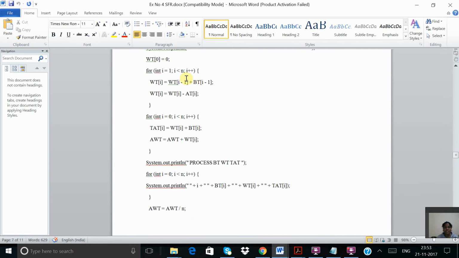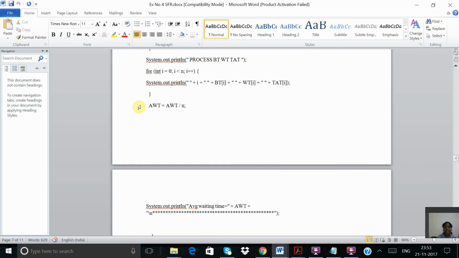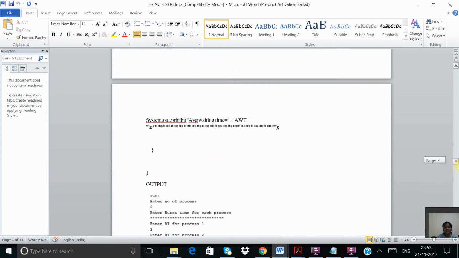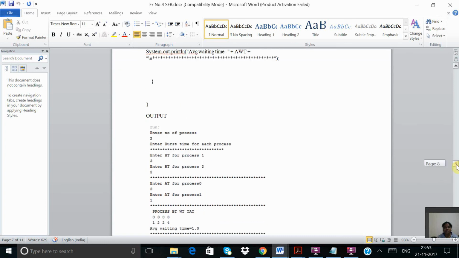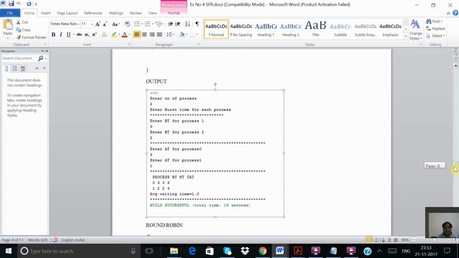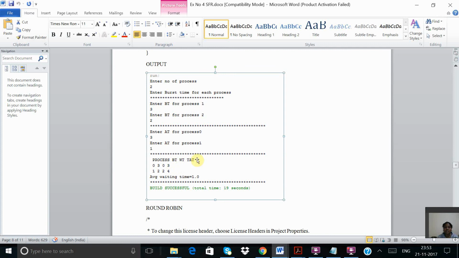The waiting time is the burst time plus the arrival time, and we are calculating the total waiting time and the average waiting time and displaying them. Which process is coming first? Process 1 and process 2 have burst times, and the arrival time of process 0 is 3 and process 1 is 1. So the average waiting time is 1.0, with the burst time and the arrival time calculated here.